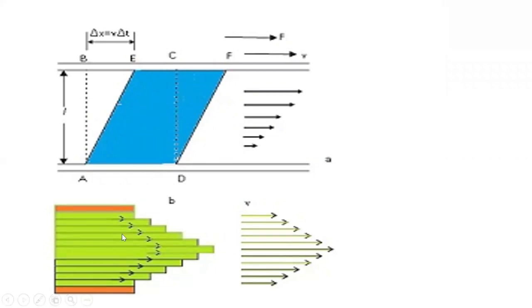So we try to explain the cause for the viscous force. We compare it with the frictional force, isn't it? In the case of a solid, the opposing force is friction, is it not?